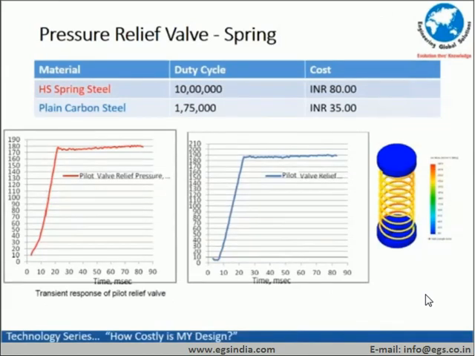However, if you look at the duty cycle, you would see that if the warranty given here is, let us say, for 2 years, and 2 years translates to 1 million cycles, you would not need to replace the component in the case of the high strength spring steel, whereas you would be replacing the cheaper one more than 6 times over. In other words, the service cost goes up.